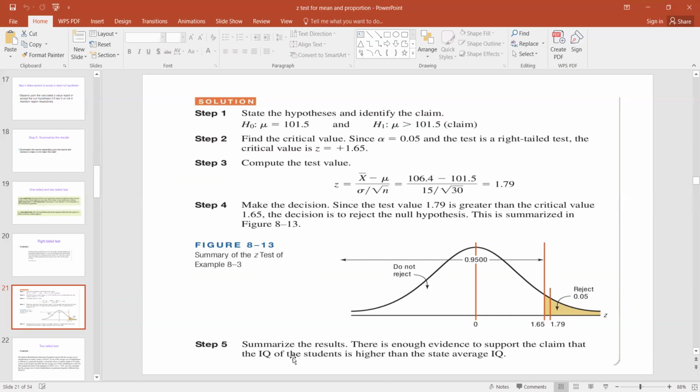And in step 5, summarize the result. There is enough evidence to support the claim that the IQ of the students is higher than the state average IQ.